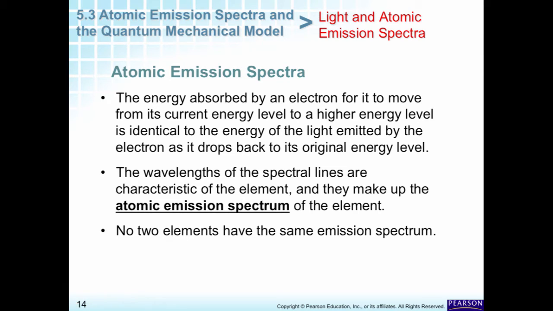So to summarize, the energy that's absorbed to move it up into a higher energy level is equal to the energy of the light emitted when it goes back down. These emissions make spectral lines which are characteristic of the element. That's what we saw with helium. And we call this atomic emission spectroscopy, or this is called the atomic emission spectrum of the element. No two elements have the same emission spectrum, so it's a fingerprint.